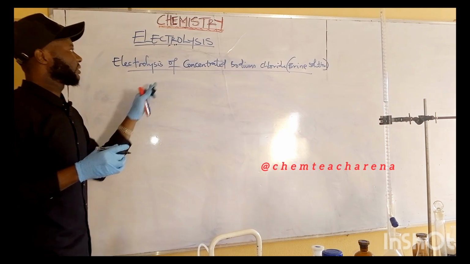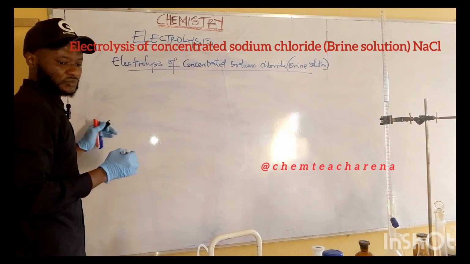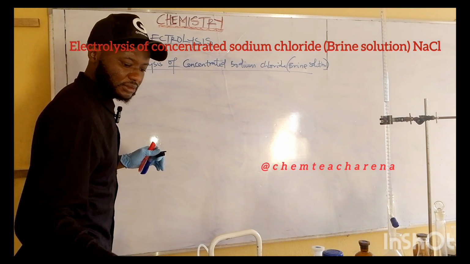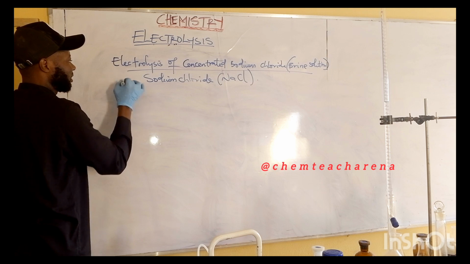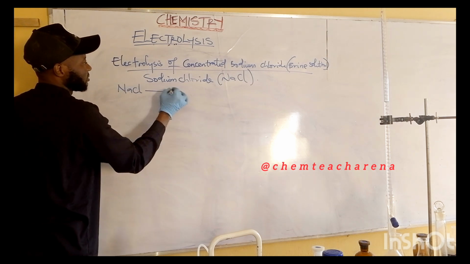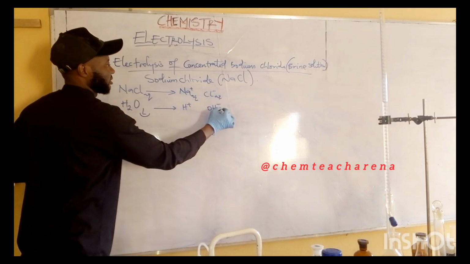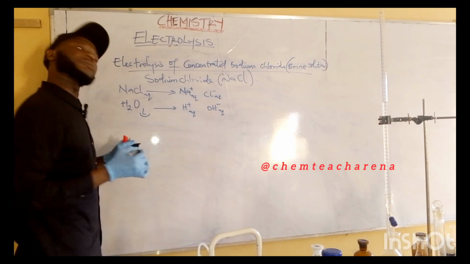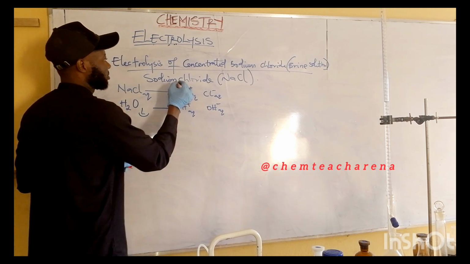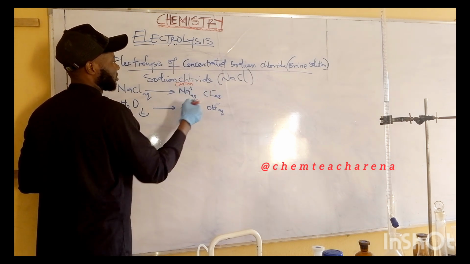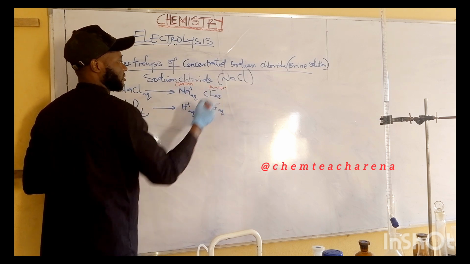So this is electrolysis of concentrated sodium chloride. Now, what happened here? The sodium chloride, that is the formula. We look at it, we have NaCl aqueous. This one is your cation. Positive charges are cations. This one is what? Anion.